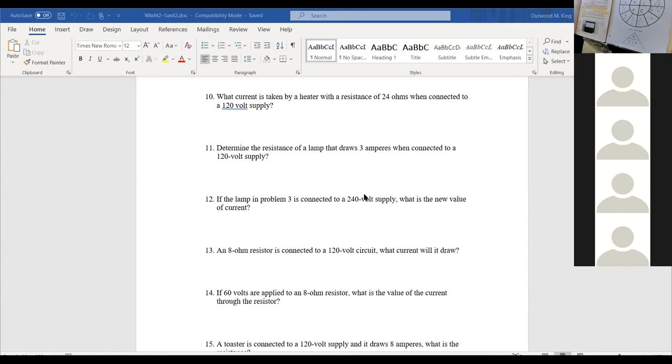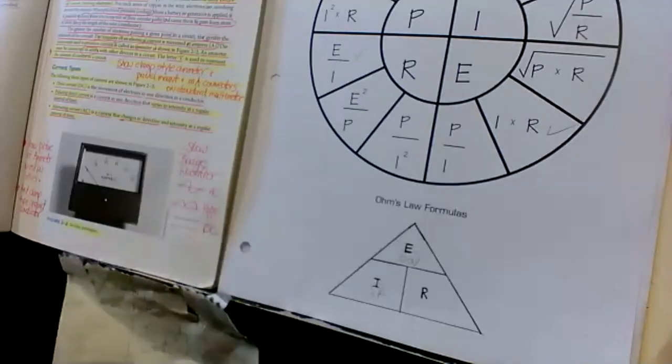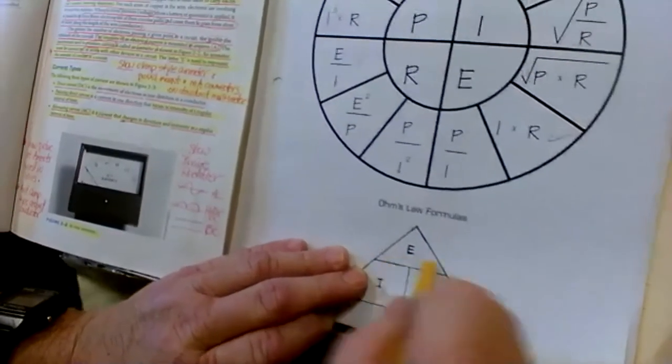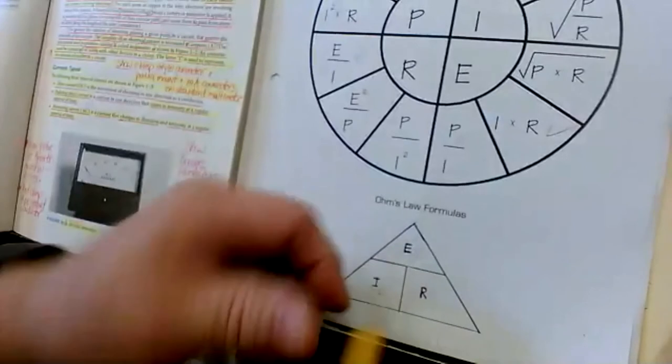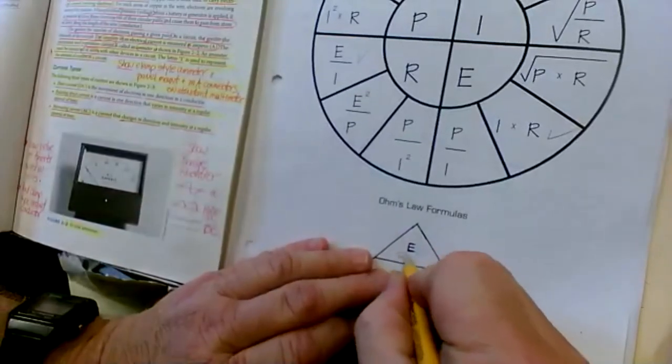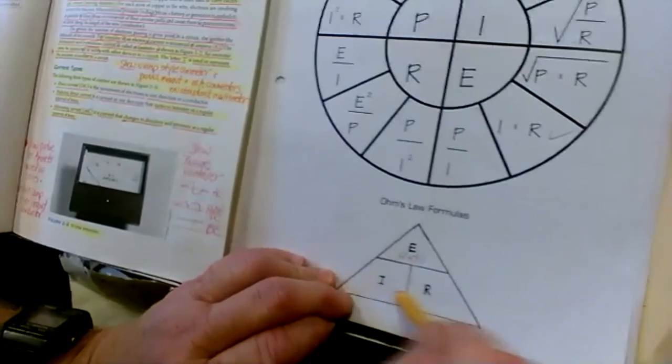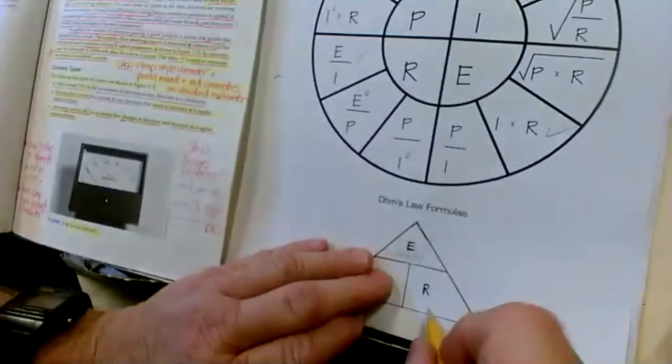and come up with a new value of current. So now we're going to say 240 volt. And we know we got a bulb, but it's got 40 ohms of resistance. So let's take, now we change our numbers, right? We're going to double the voltage. 240 volt. And what was the resistance again?